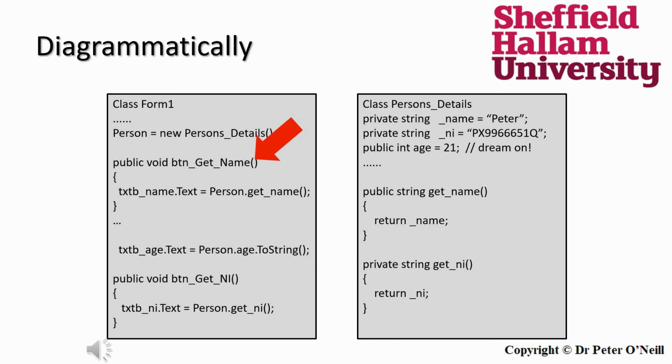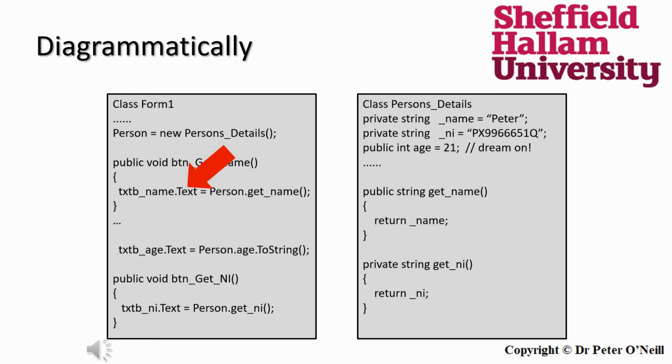So here we are, button get name. So button gets name, so it gets the person, which is this up here. It gets the method name, which is this here, and it returns the value in the string because it's public. So here it is returning it, and it returns it into the text of txtb underscore name dot text.